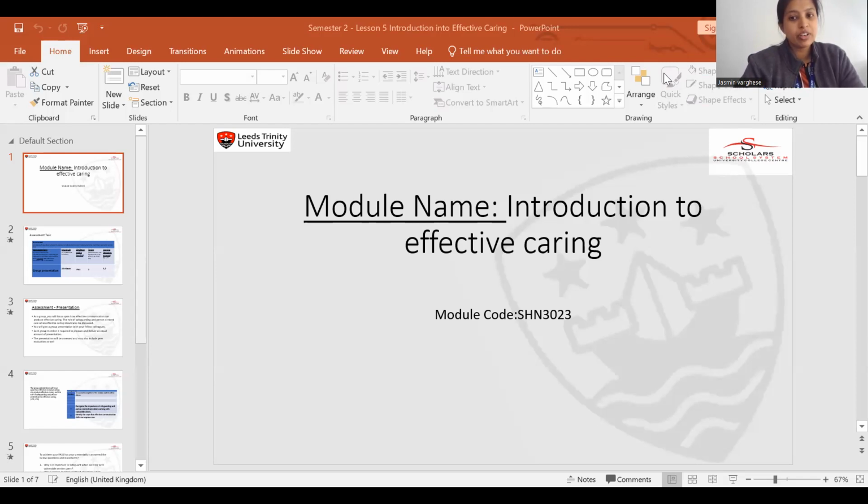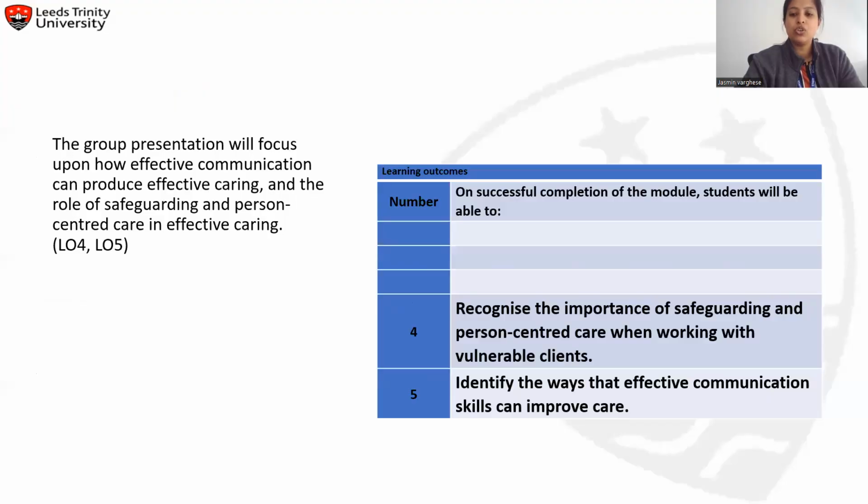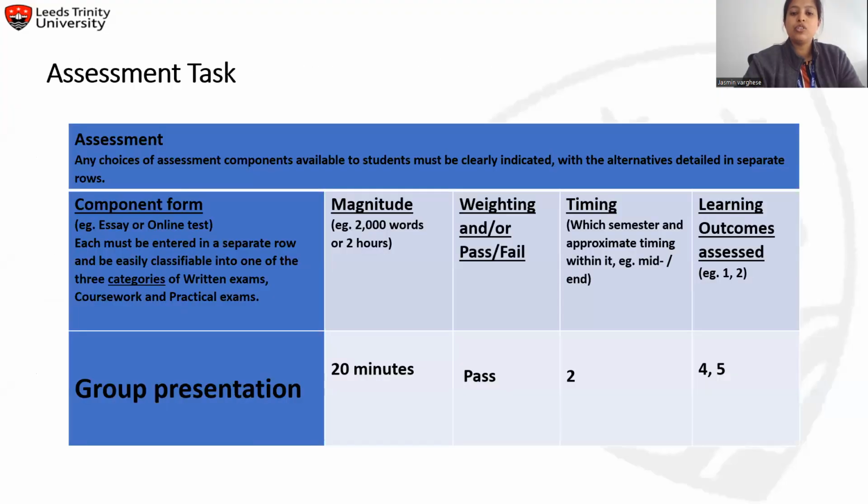So in introduction to effective caring, we have one presentation, and I'll tell you the topic right now. But before going to the topic, we will see the predefined guidelines and assessment tasks. The group presentation is 20 minutes. In this group presentation, 5 or 6 members will be in each group. We have 6 groups.